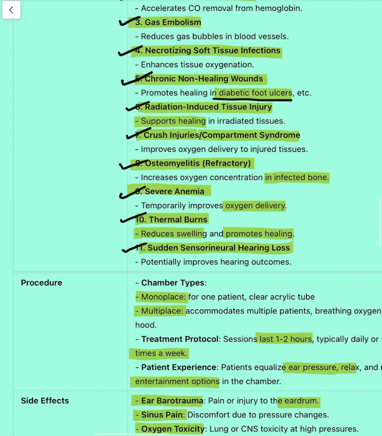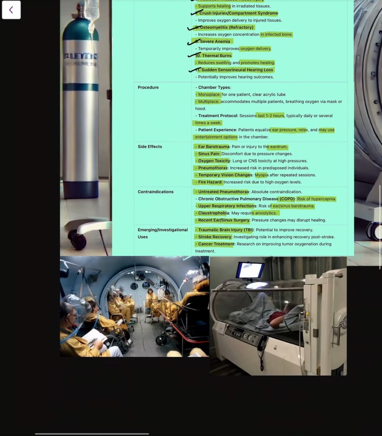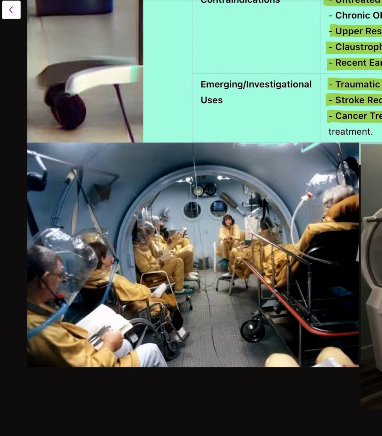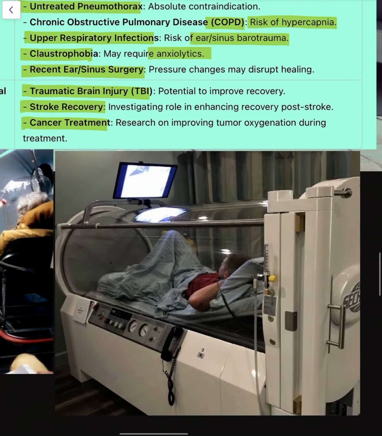Okay. So coming to the procedure, there are two types of chamber: either monoplace, a single patient chamber, or multiplace, which multiple patients can use at the same time. So this is the multiplace chamber and this is the single chamber, the monoplace.